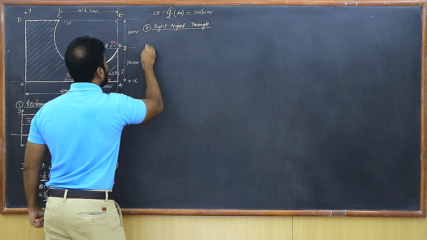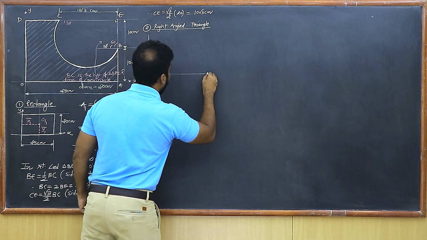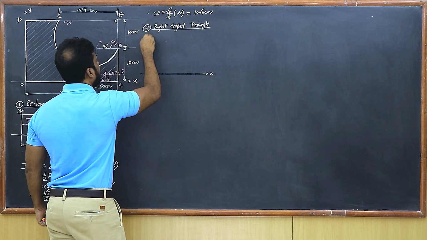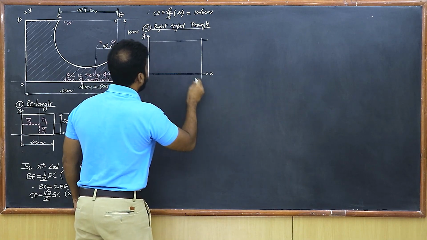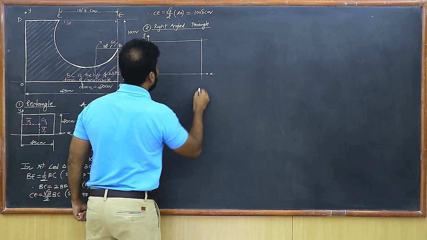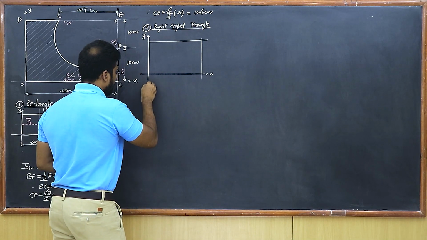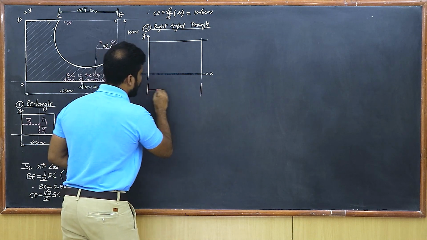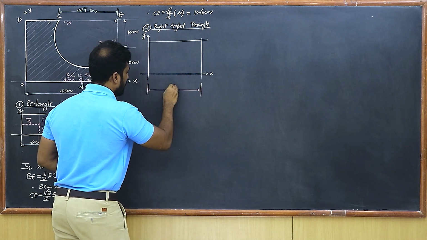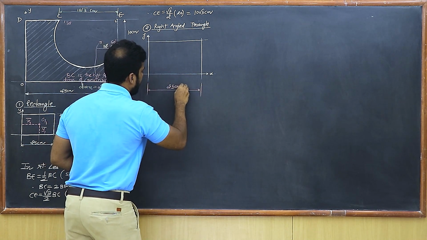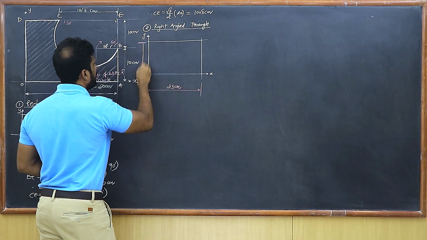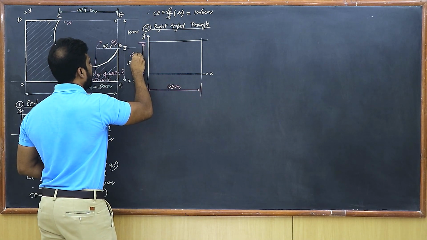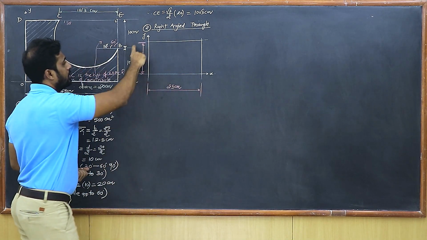So students, let's draw the diagram first of all. So we have this x-axis and the y-axis, and then I have the rectangle. What is the dimension of the rectangle given to us? This dimension here is 25 centimeters, and this dimension here, the depth, is 20 centimeters, isn't it? So this is 25, this is 20 centimeters.